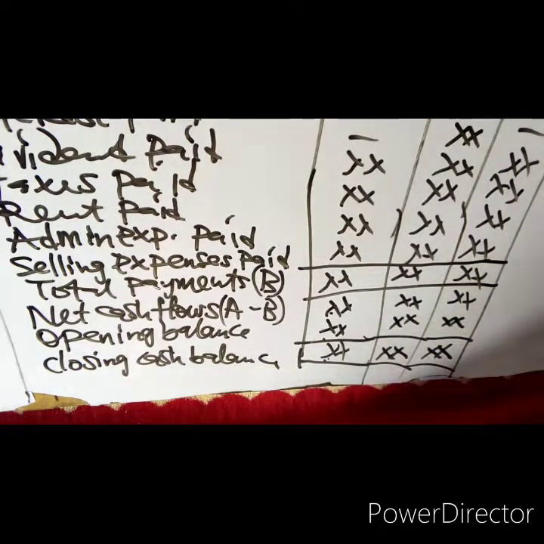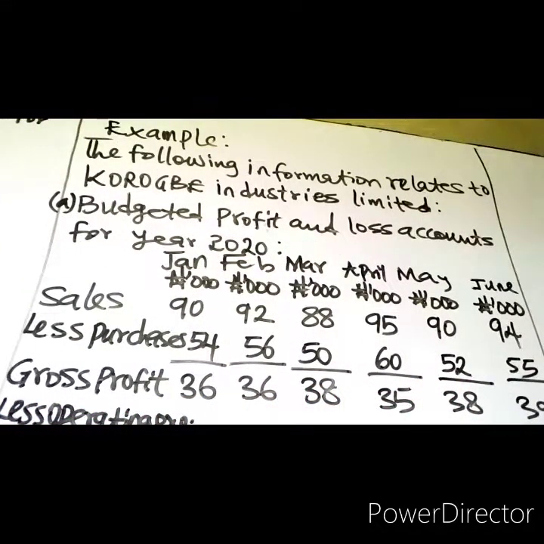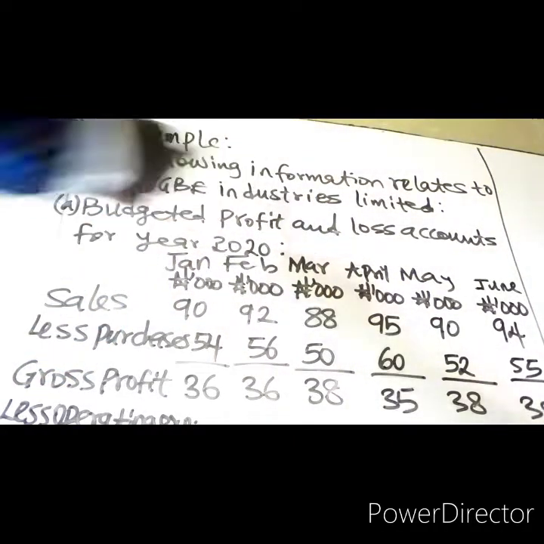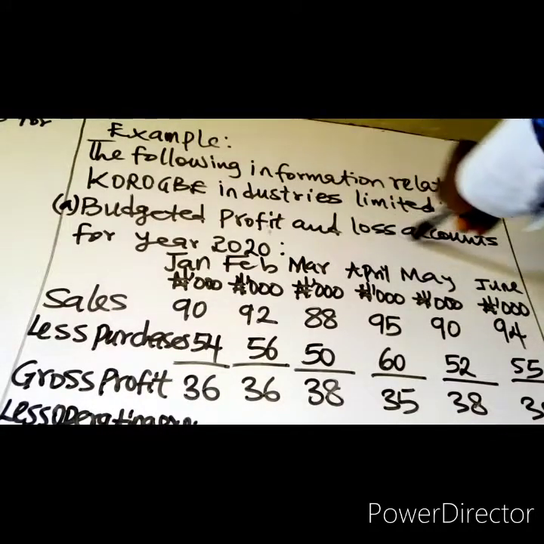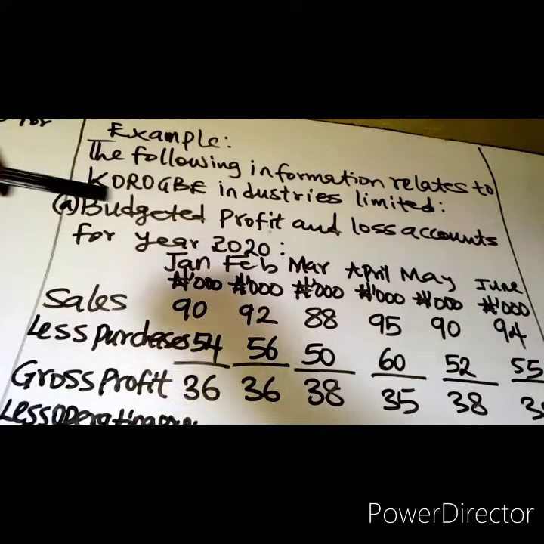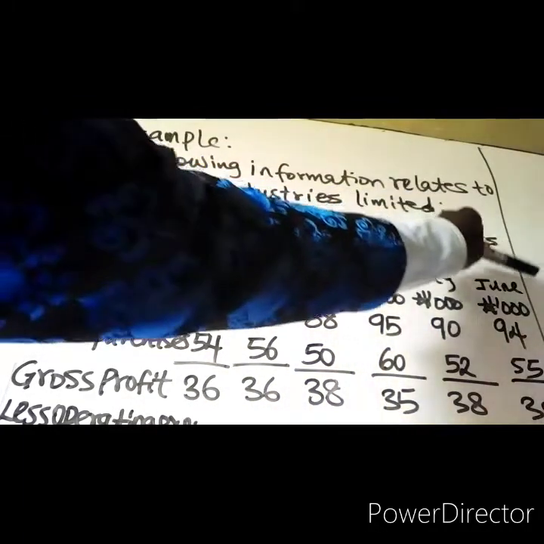I want to take questions as work example. This question is taken from the past examination questions of the Institute of Chartered Accountants of Nigeria, ICAN. Example: the following information relates to Korogbe Industries Limited. A. Budgeted profit and loss accounts for year 2020. You are given January, February, March, April, May, and June.